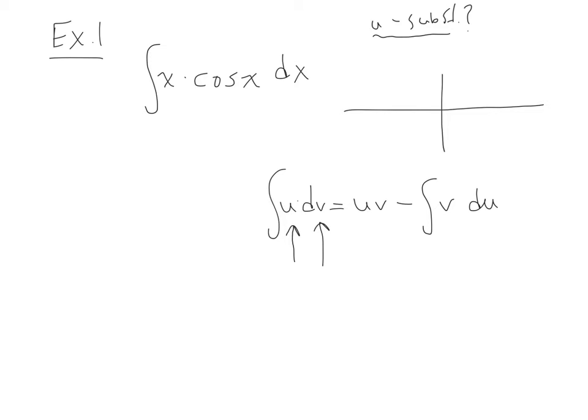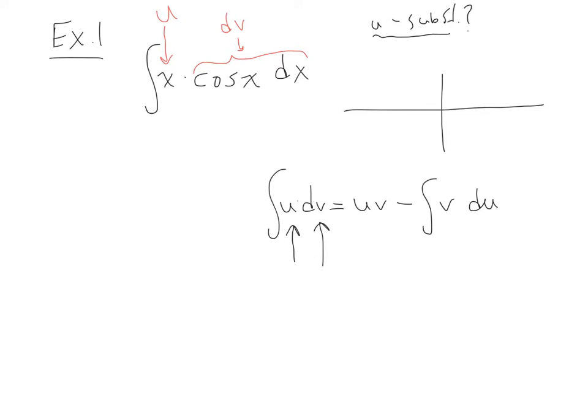So what am I going to select? Well, we already said above that we want to choose for our u something that differentiates to 0. That's going to be x. If you chose cosine, if you take derivatives, it goes to negative sine, then it goes back to cosine, back and forth. It doesn't ever go to 0. So it's not a good choice for u. Then we have to cover the rest of the integral with our dv choice. So I'll choose dv to be cosine x dx.